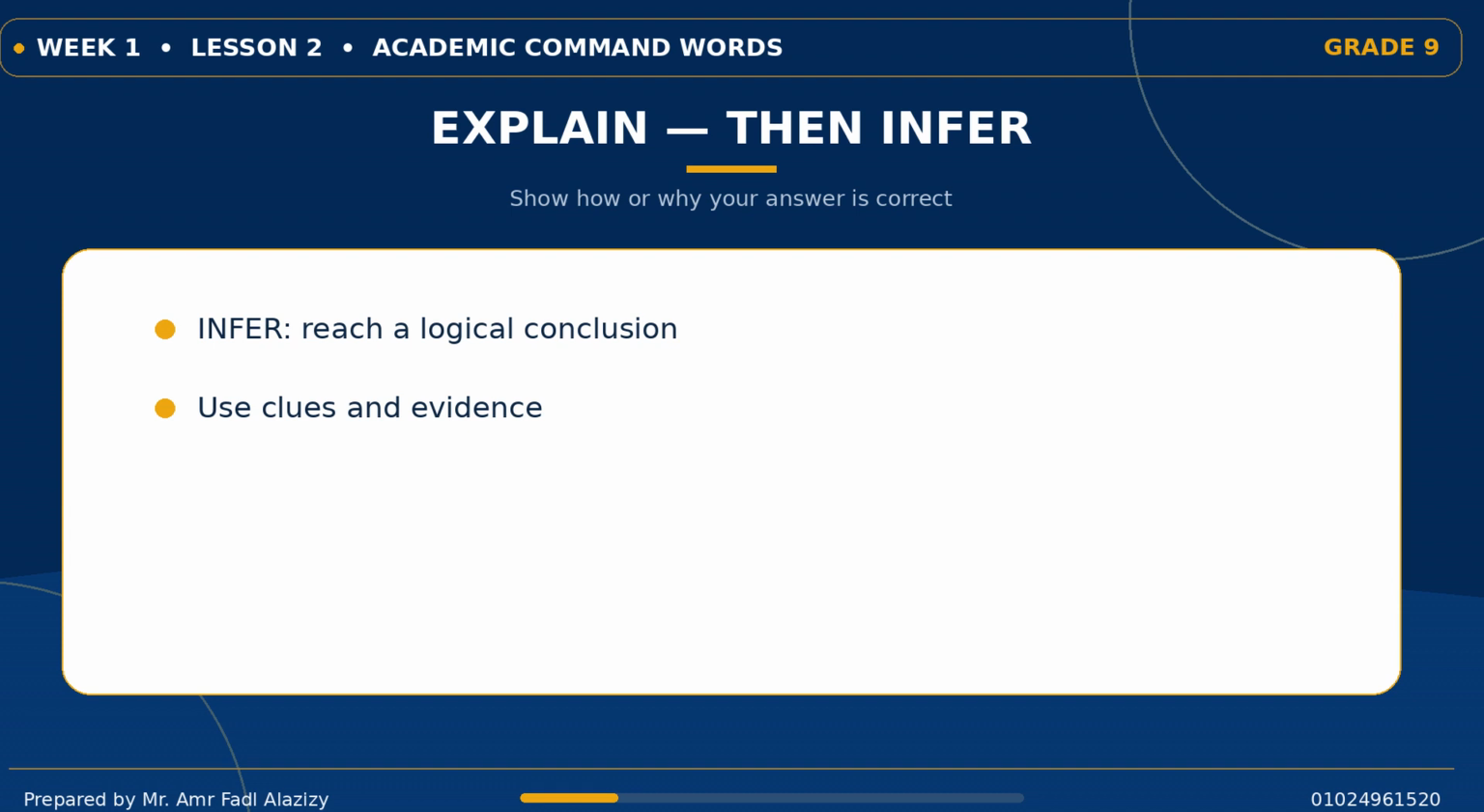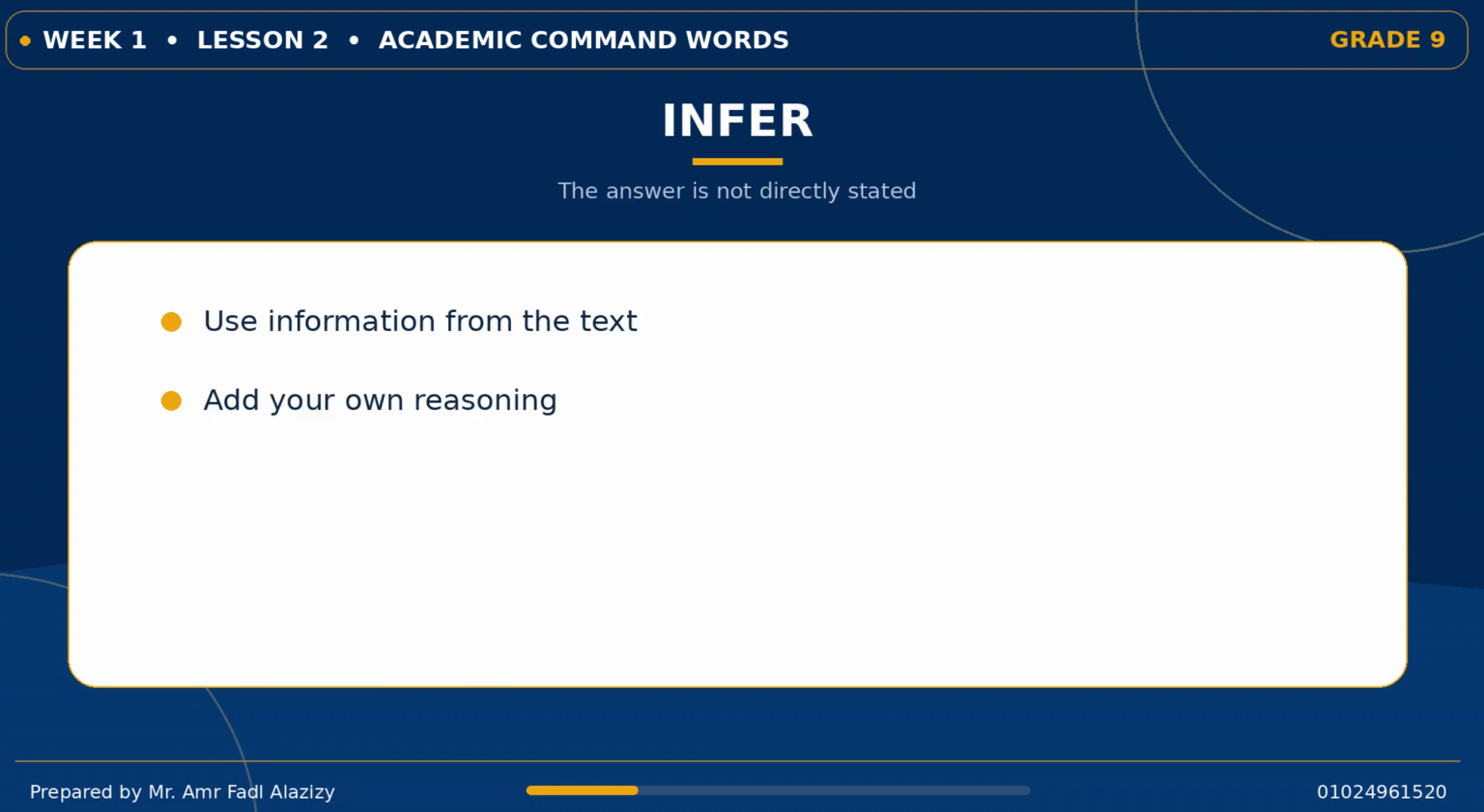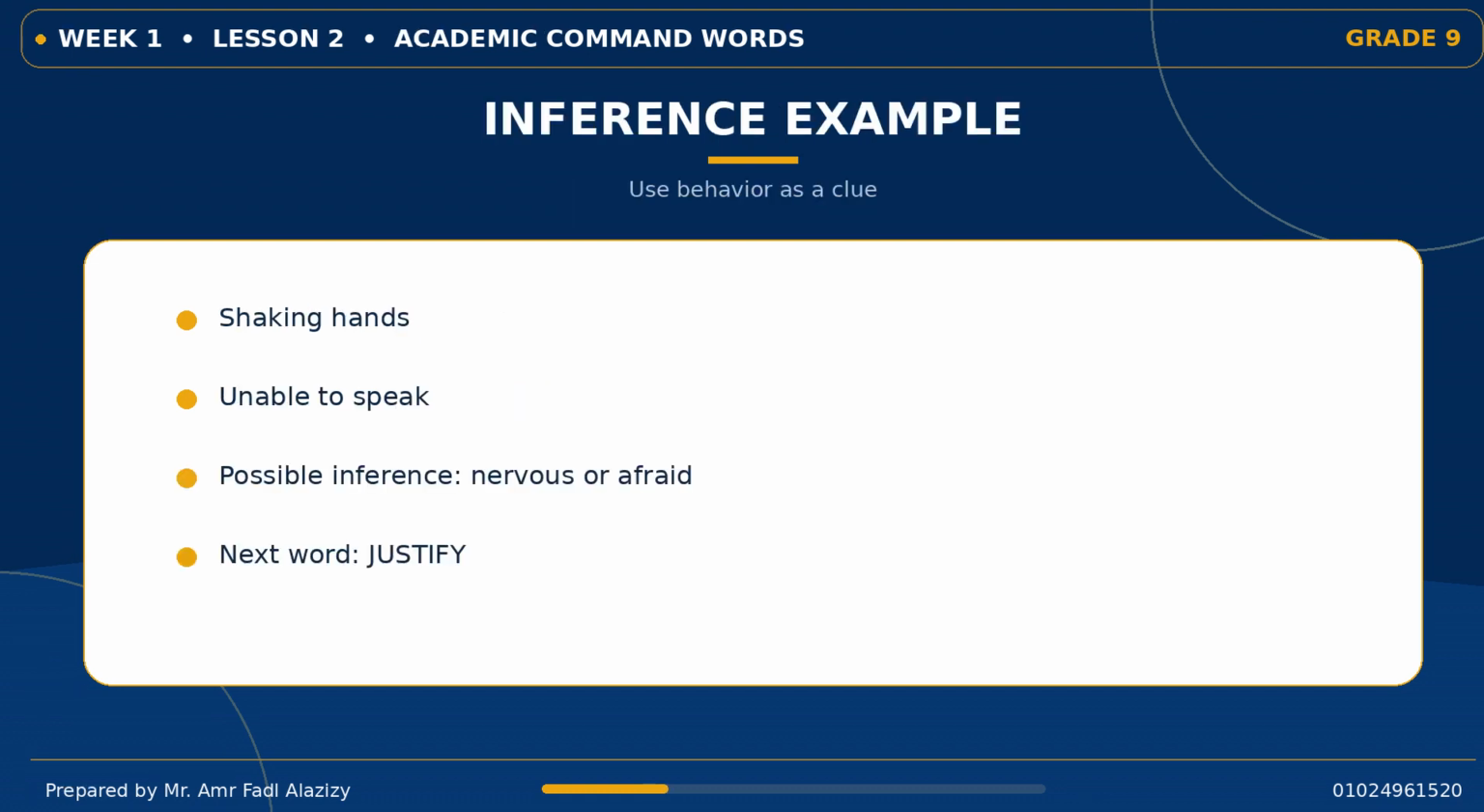The third word is infer. To infer means to reach a logical conclusion based on clues and evidence. The answer is not directly stated in the text. You must use the information in the text and your own reasoning. For example, imagine that a character's hands are shaking and the character cannot speak. You may infer that the character is nervous or afraid.